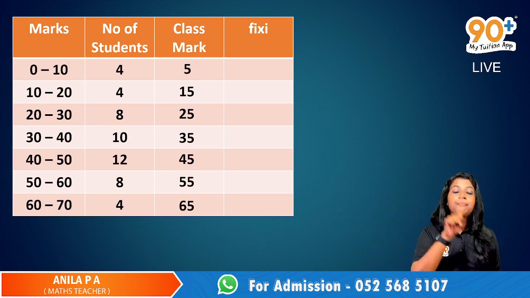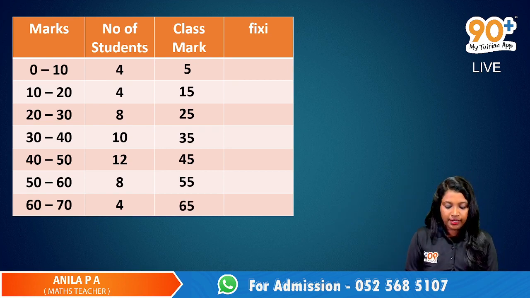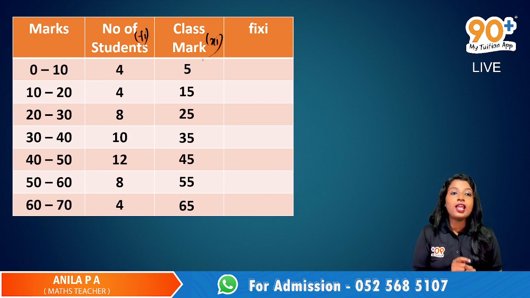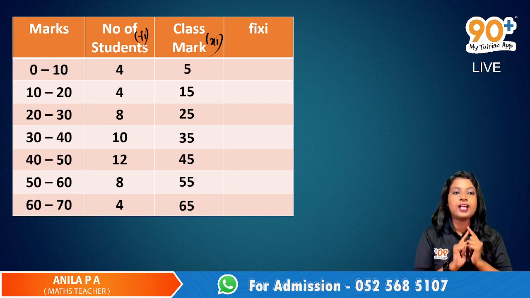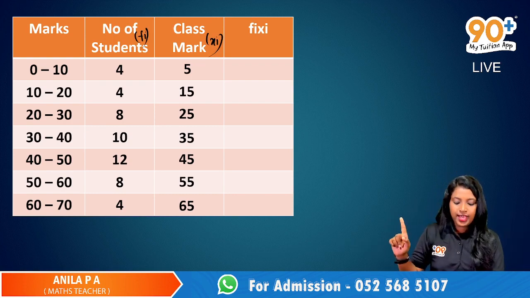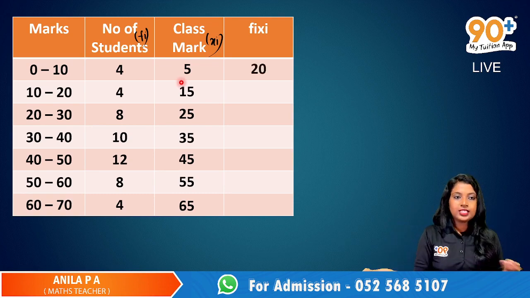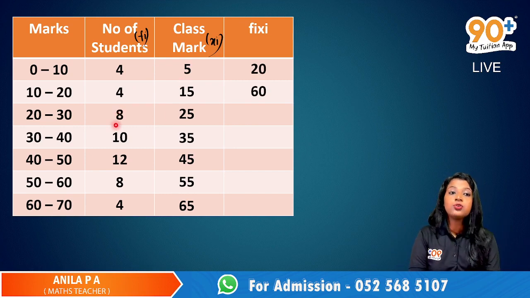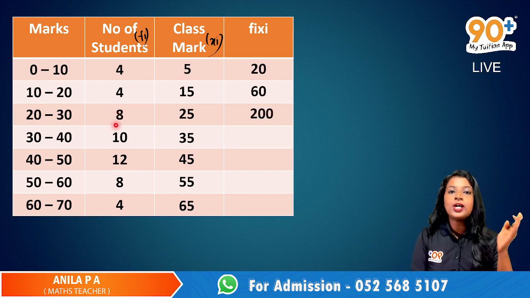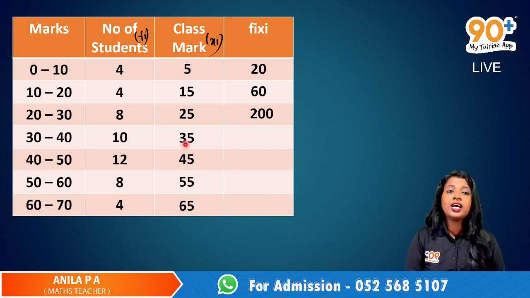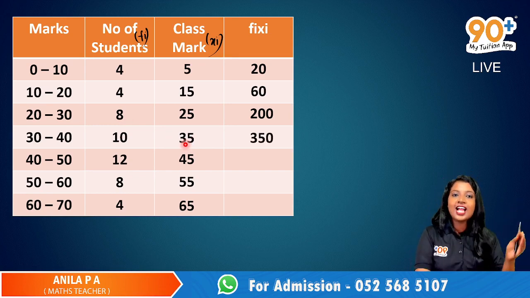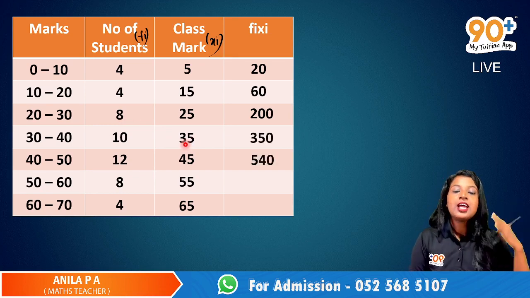And then what is this fixi? Okay, this is the fi value and this is the xi value, right? To get the fixi value, you have to multiply this fi and xi. So 4 into 5 would be the first value. So 4 into 5 is 20. Then 4 into 15, it's 60. Then 8 into 25 is 200. I hope you are doing this with me. And 10 into 35, very difficult, right? No, we just put a 0 beside that, that is 350. Then 12 into 45 is 540.